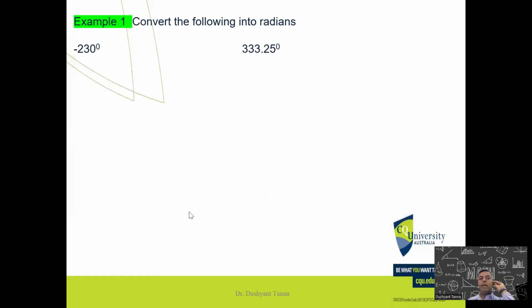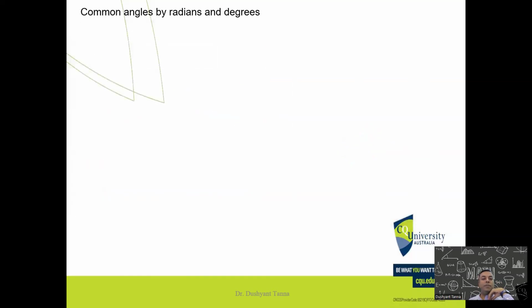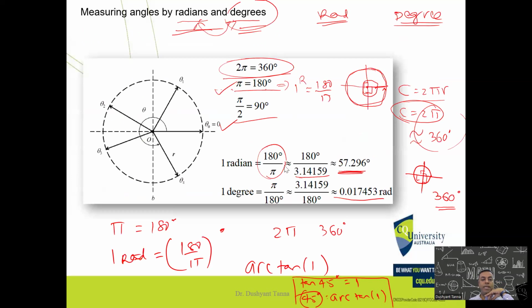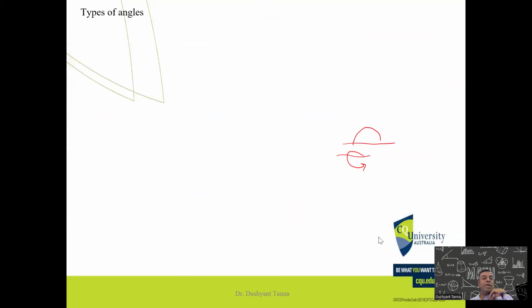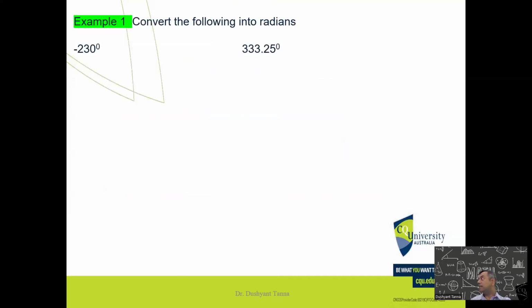Okay. Convert the following into radians. What you will need is this formula. 1 radian is 57.296 degree, and 1 degree is 0.017 radian. So when you have to convert this into radians, what do you do?